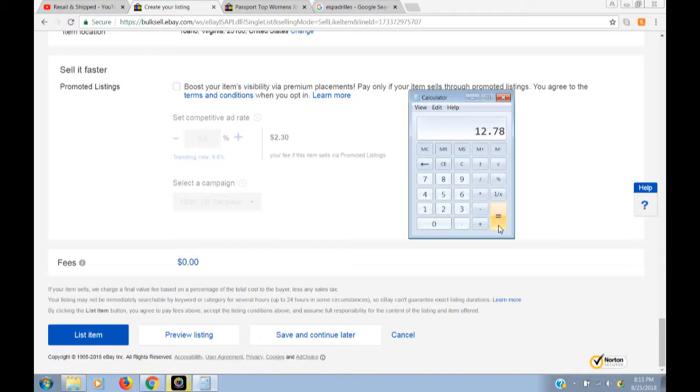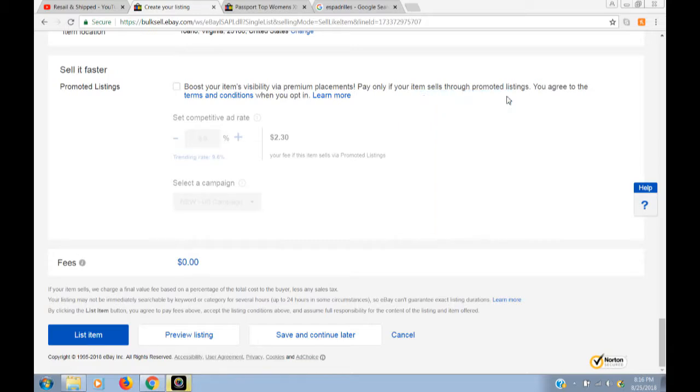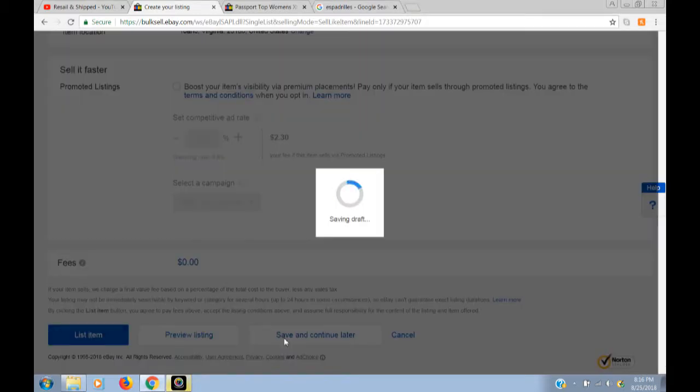So $12.78 is not bad. I have more than doubled my profit, because double my profit would be $6. So that's really still not bad. So $24 shipped is not bad. But if I added that $2.30 for promoted listings, then again you're cutting into profit, and it's $10.48. And I don't see the point of doing that, when you were watching when I went through this, there weren't that many Talbots, Esperildes, or whatever they are. There weren't that many on there. So to me, I might as well save my $2, and that's fine. So I'm going to save that and continue that later, and it's going to show up in my drafts now.